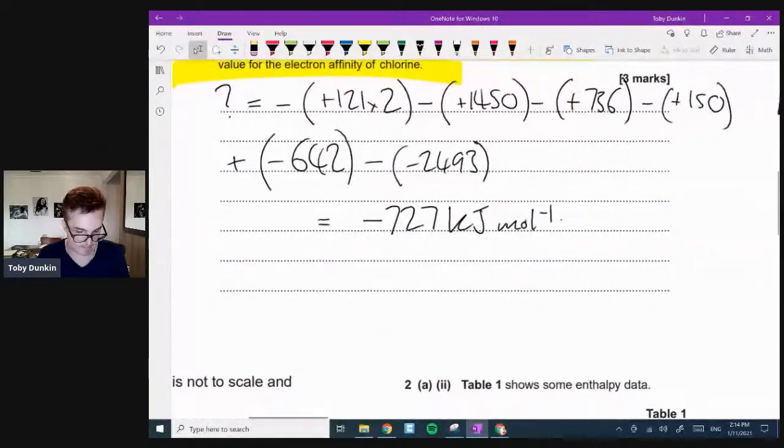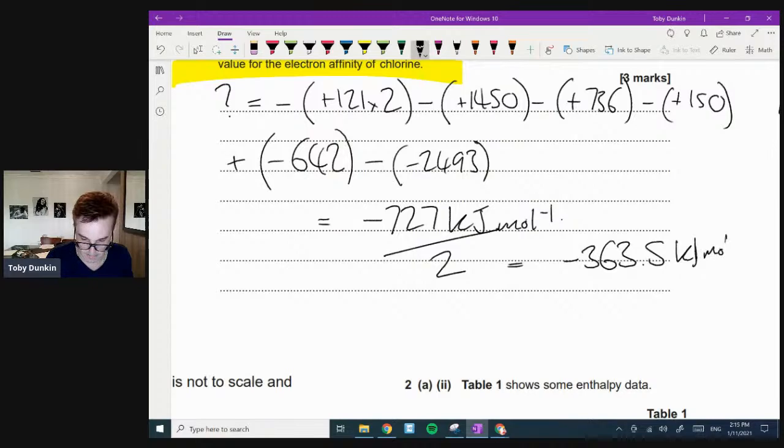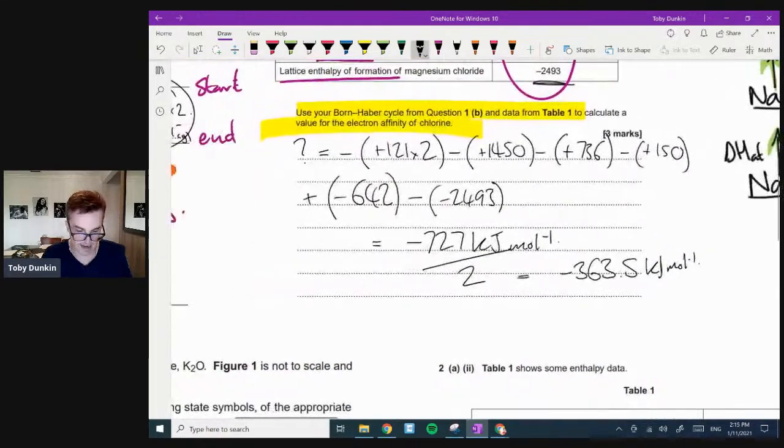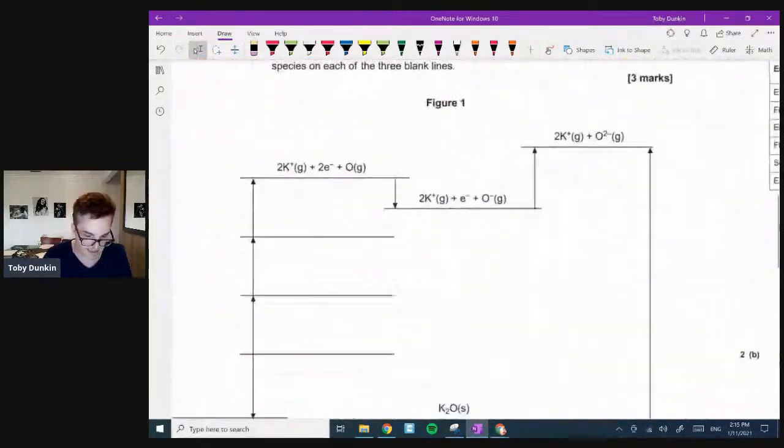Anyway, so this now needs to be divided by 2. So the final answer divided by 2 is exactly what the mark scheme would put, which makes total sense. There we go. Minus 363.5 kilojoules per mole, and I'm done. So they're not as complicated as they seem. They're doing exactly the same thing.